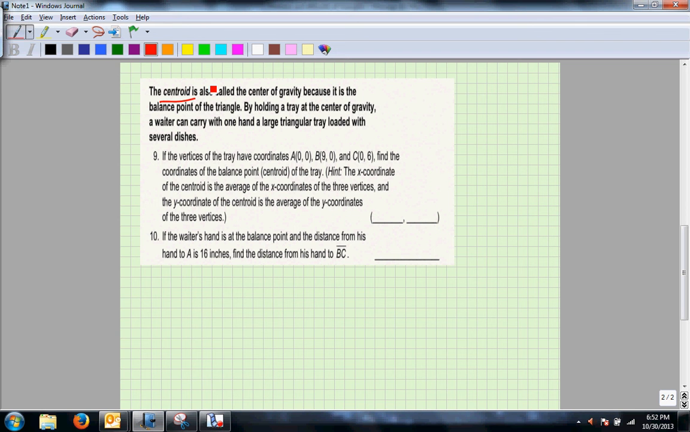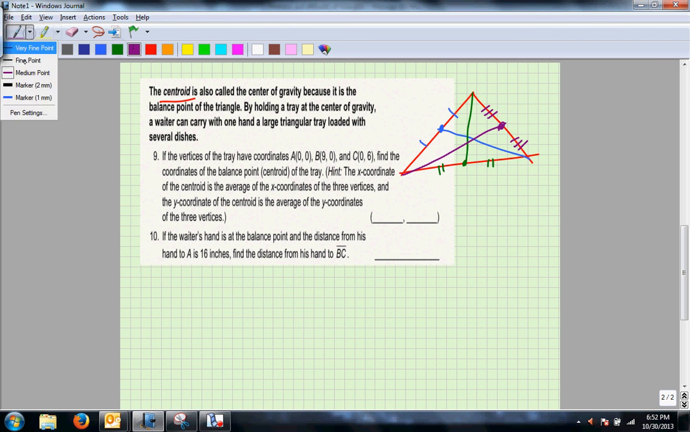A centroid is also called the center of gravity. Whenever you connect a corner to a midpoint, corner to a midpoint, and corner to a midpoint, where those three medians intersect, that's called a centroid. It's also called the center of gravity because if you were to actually do that in the triangle, you'd spin it on top of a little triangle, and lo and behold, you are going to get a center of gravity.